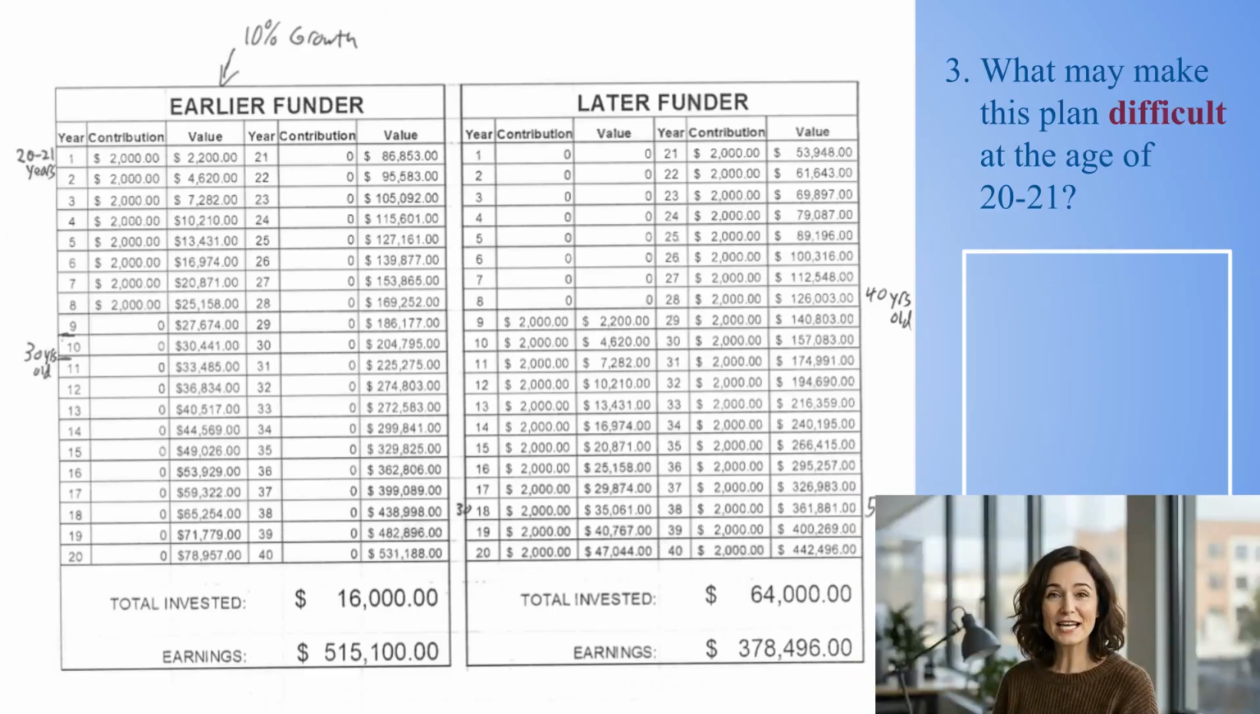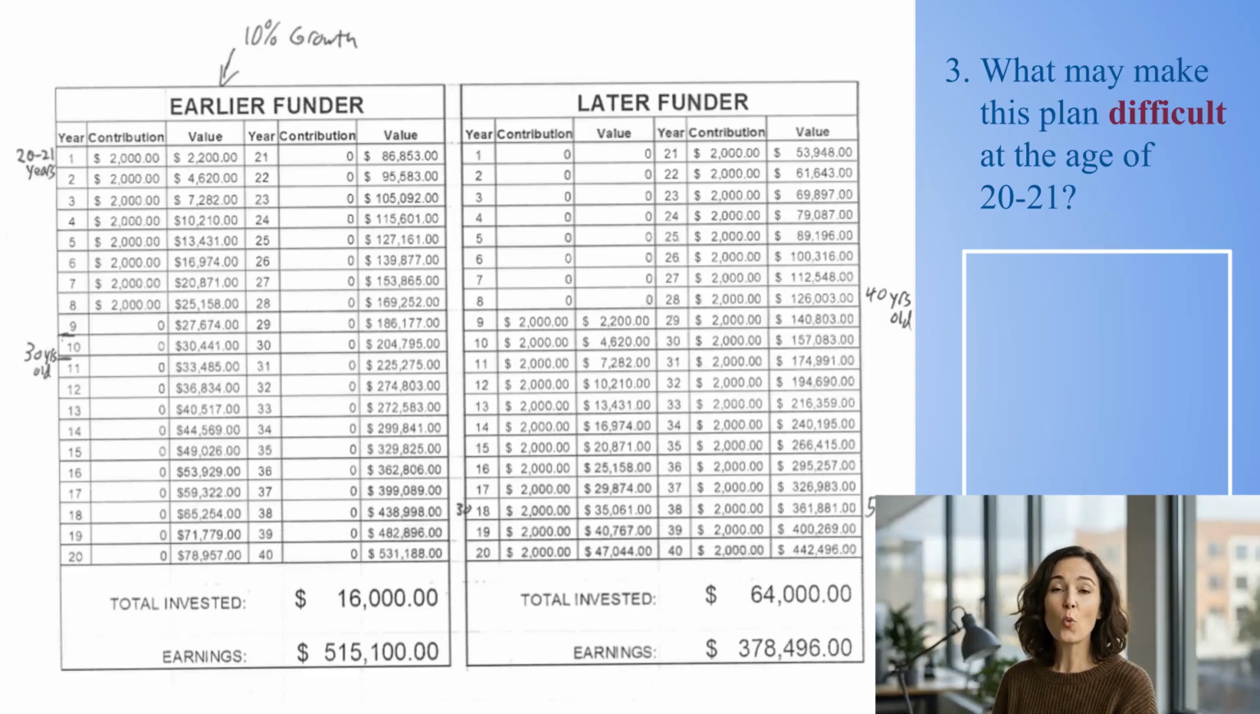Looking at this chart, saving early has big benefits, but it can be tough in your 20s. Most people aren't earning much yet, and bills take up a lot of money. Even saving $2,000 a year can feel hard when you're balancing school, work, and loans. On top of that, retirement feels far away, and unexpected expenses pop up. So while starting early is powerful, it isn't always easy at that age.